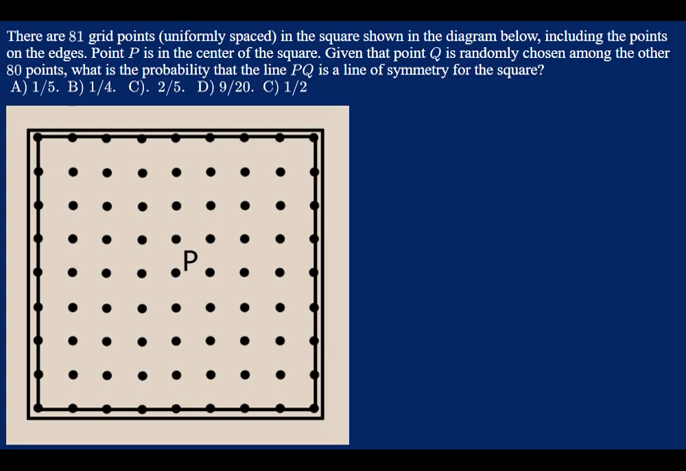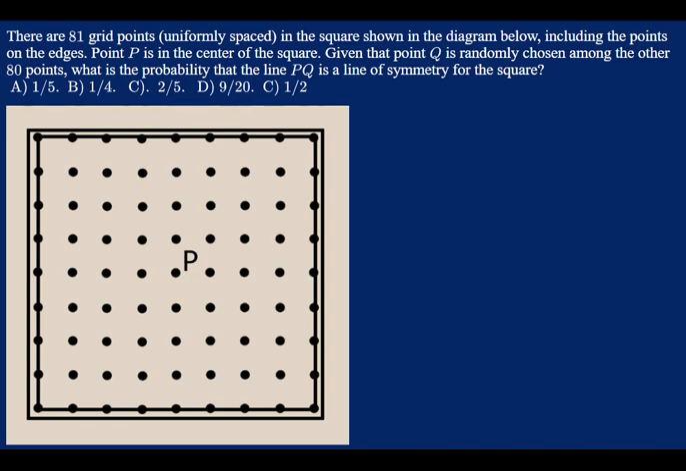Now that we've gone over the formulas, now we can look at some questions. For example, here's a geometric probability question. There are 81 grid points in the square shown in the diagram, including the points on the edges. Point P is the center of the square.